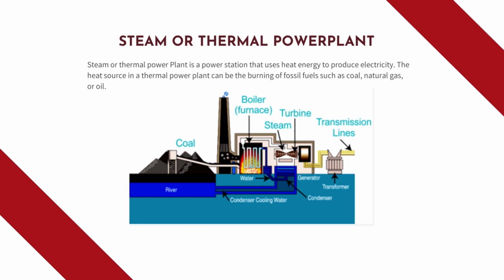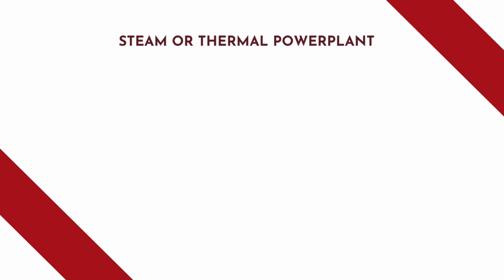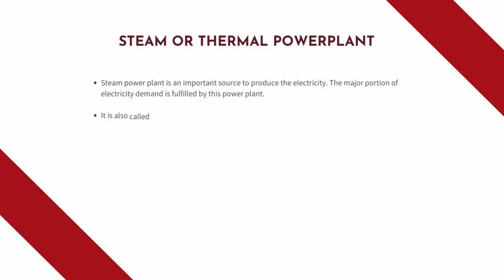Fine. So, using this boiler, which is a furnace, we are converting water to steam, and this steam enters the turbine, and using this turbine we are able to get work done. And we can see here that a generator is connected to this turbine so that we can get electricity for our various purposes.